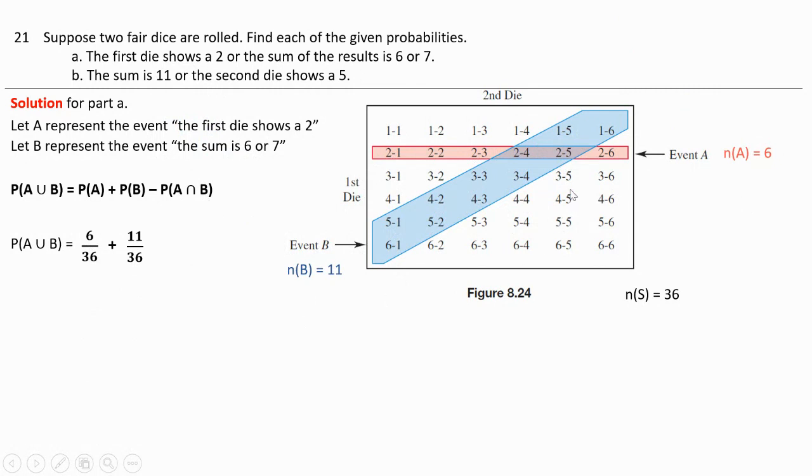Now, where do A and B intersect? It's going to be these two. It's 2 and 4 where they intersect, or what they have in common, and also 2 and 5. So it's going to be 2, so minus 2 over 36. 6 over 36 plus 11 over 36 is 17 over 36, and 17 over 36 minus 2 over 36 will give us 15 over 36. All we do is simplify, so the answer will be 5 over 12. That's the answer for part A.